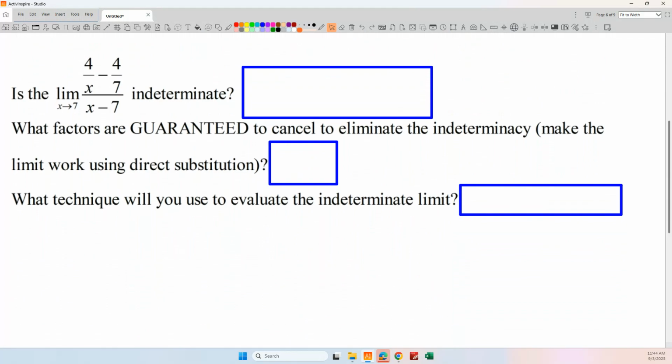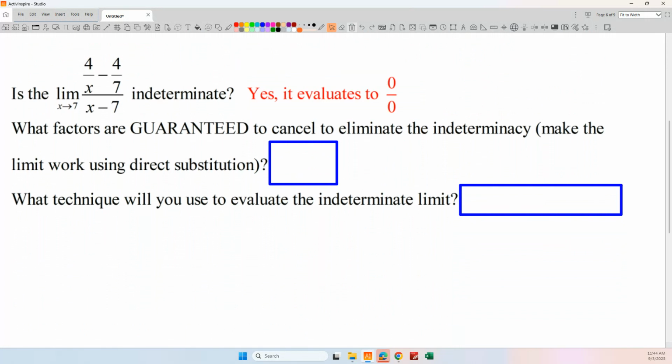Is this indeterminate? Yes, it is. Right? I get 0 over 0. So yes, it is. What factors are guaranteed to cancel this time? X minus 7. And we know that because x is approaching 7. That really helps to know that that has to be the case. Now we just have to make that happen.